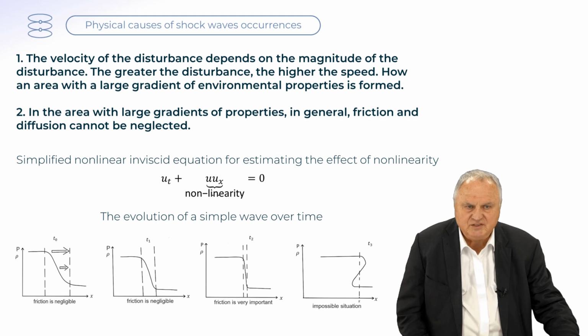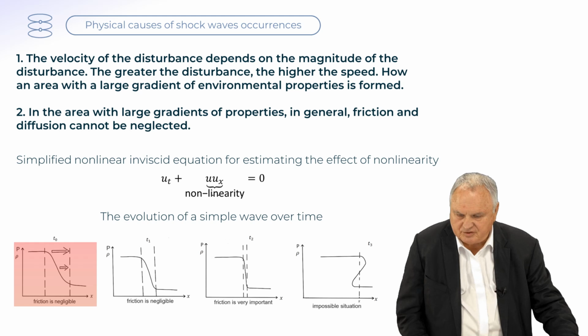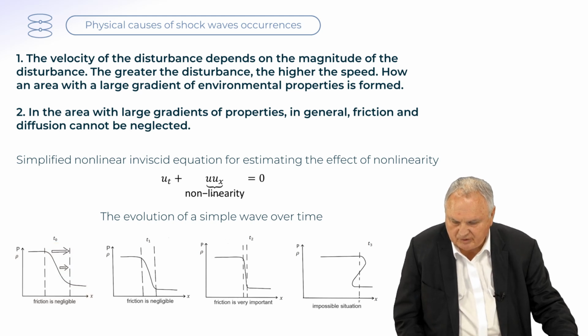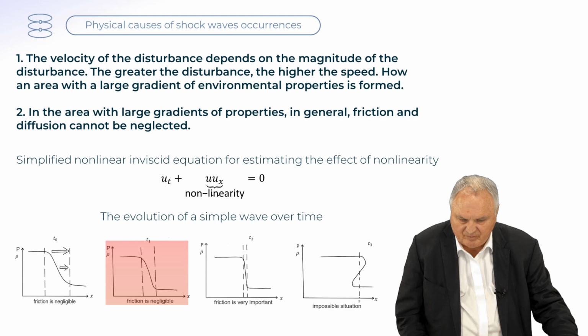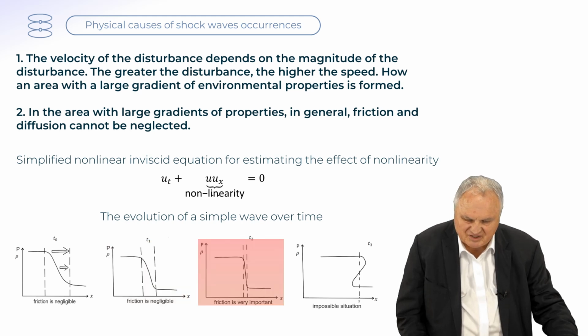The horizontal axis is the distance in the direction of movement of disturbance. Over time, the thickness of a gradient zone decreases, and there is a point in time when the viscosity of a higher derivative cannot be neglected. You can see this: friction is maybe neglected, friction is negligible, but in this picture friction is very important.